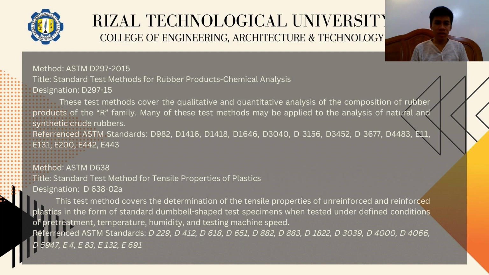Next is ASTM D297-15, Standard Test Methods for Rubber Products Chemical Analysis. These test methods cover the qualitative and quantitative analysis of the composition of rubber products of the R family. Many of these test methods may be applied to the analysis of natural and synthetic crude rubbers. These methods are divided into general and specific test methods.